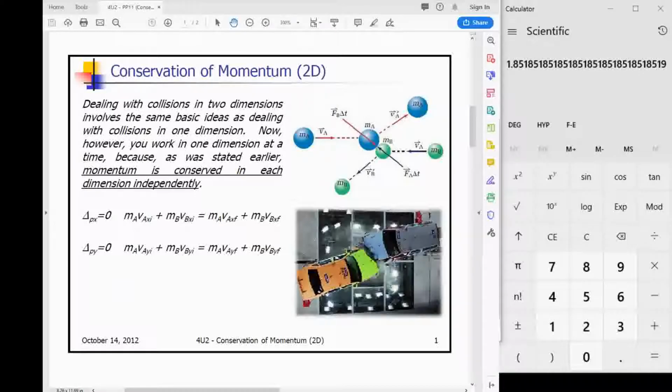Remember in the conservation of momentum lecture, I talked about how the conservation of momentum is independently conserved in each dimension. So that means our p x and our p y before and after are the same. Or you can say that the change in momentum before and after is 0.